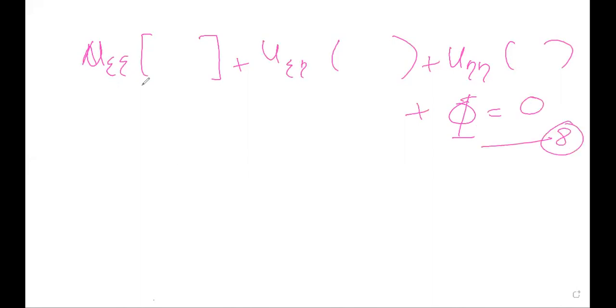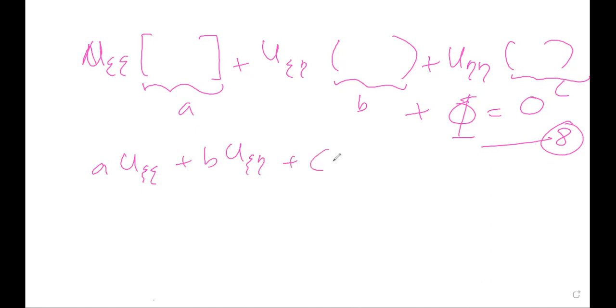So here, rather than writing this much, I'm going to use another variable. For this one, I'm going to use small a, small b, small c, okay? So here you can write a u zeta zeta plus b u zeta neta plus c u neta neta plus pi is equal to 0. I'm just using this to differentiate. We are doing a different one, okay? Now, here you can write what is A, what is B, what is C.